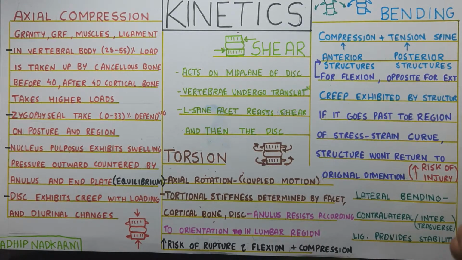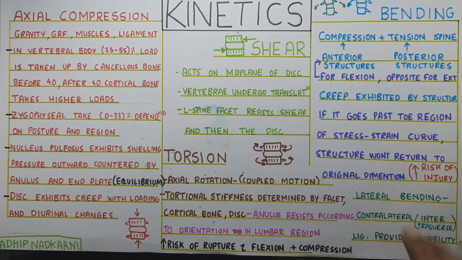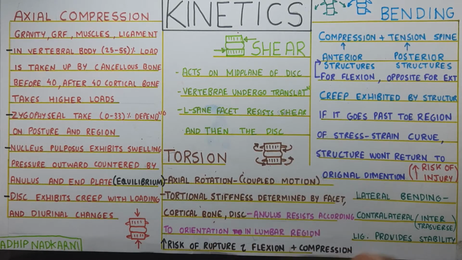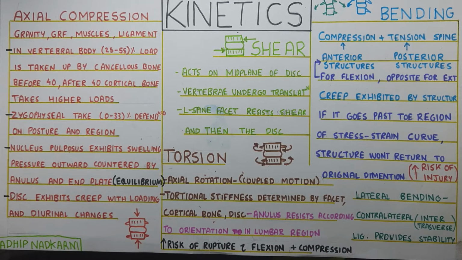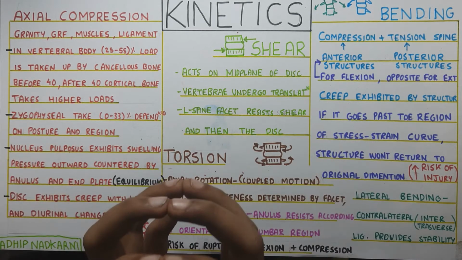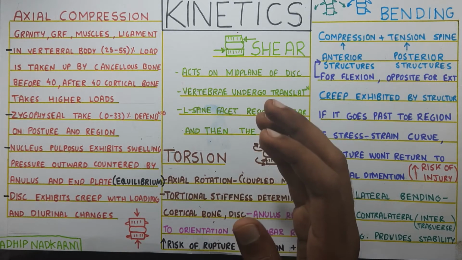We also saw how the disc shows the creep property over here, and also the intertransverse ligament can show this same property. And when the structures go past the toe region of the stress strain curve, there are very few chances that they come back to their original dimension, and there are very high chances of injury, right?